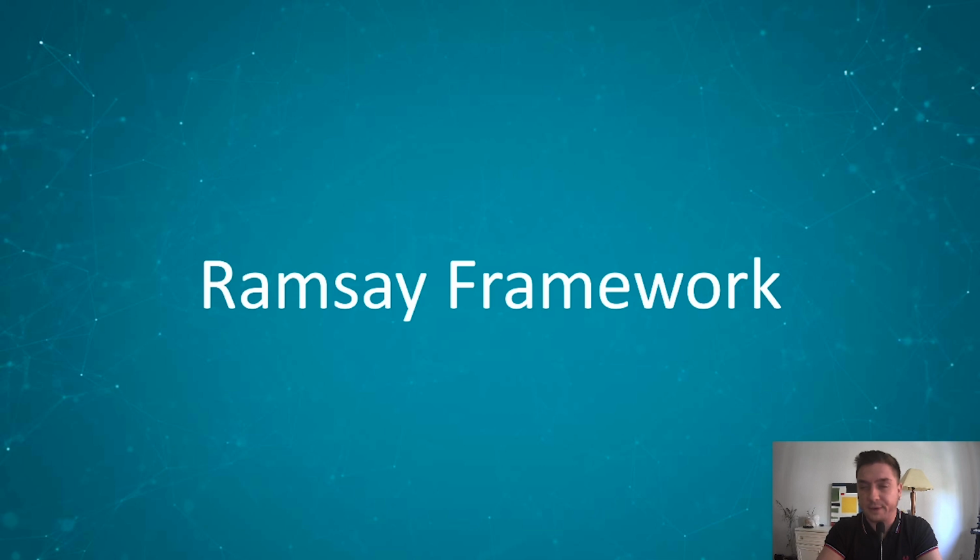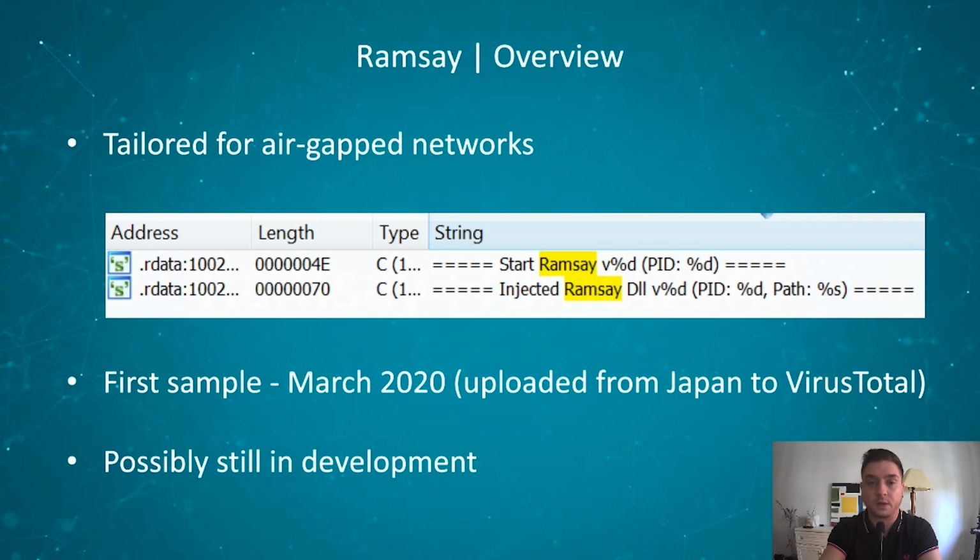But let's talk specifically about Ramsay. What is the Ramsay framework? Ramsay is a framework designed to steal sensitive documents, and it can be operated within air-gapped networks. The reason we call it Ramsay is because we found several references of the string Ramsay among all of the different components that we were able to find. And we believe Ramsay is actually the name that threat actors chose to call this toolkit, so we decided to call it that as well.